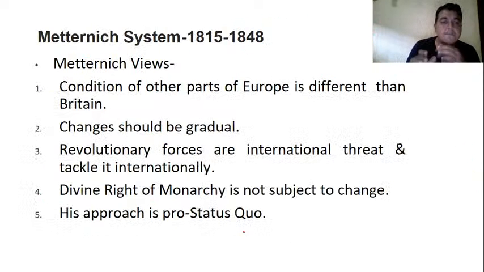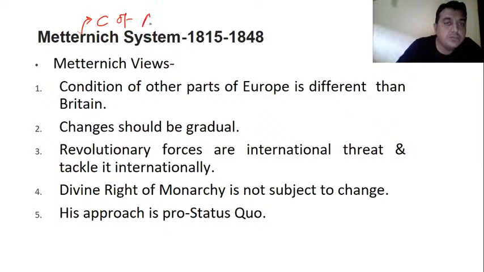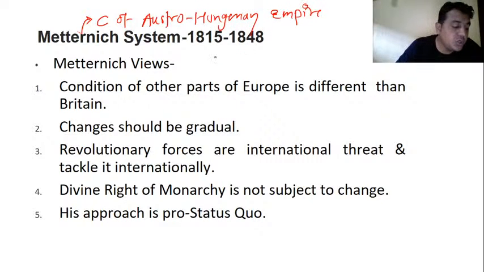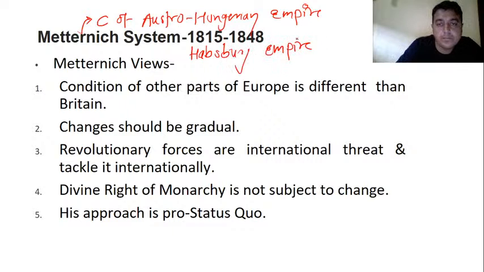Next is the Metternich system. As I mentioned, Metternich, who was he? He was a chancellor of the Austro-Hungarian Empire. This Austro-Hungarian Empire is also known as the Habsburg Empire. Clear?